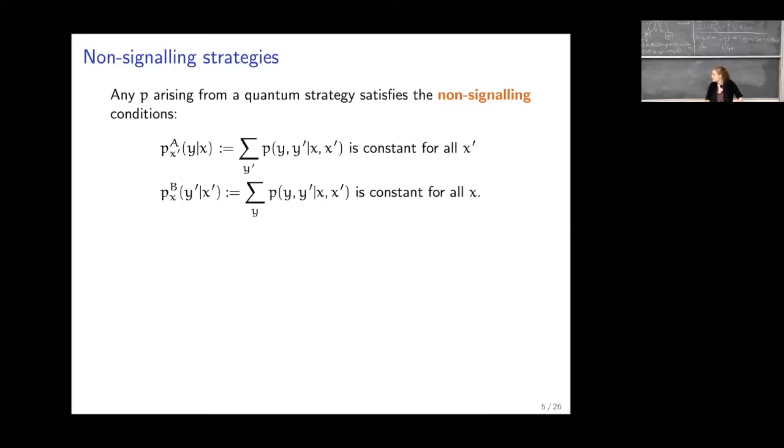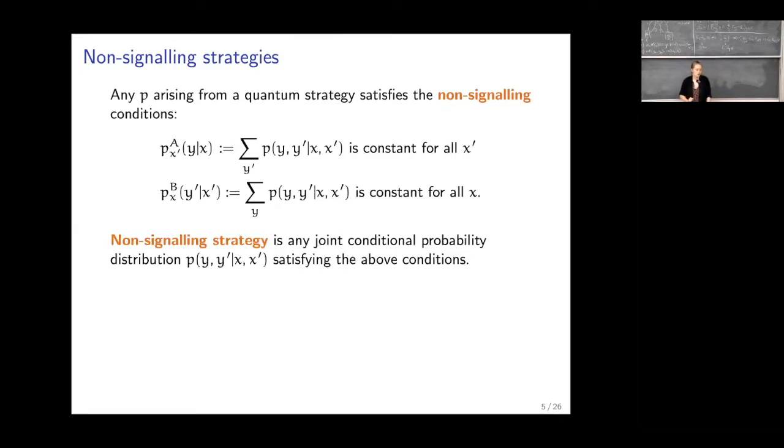One thing it's saying is that Alice's marginals, that is, the probability that on question x Alice is going to answer y, are well defined, so they don't depend on the question that Bob received. And the same for Bob. The physical principle it's trying to capture is that this probability distribution P does not allow Alice to send information to Bob and vice versa. And then a non-signaling strategy is just any probability distribution P that satisfies these two conditions.